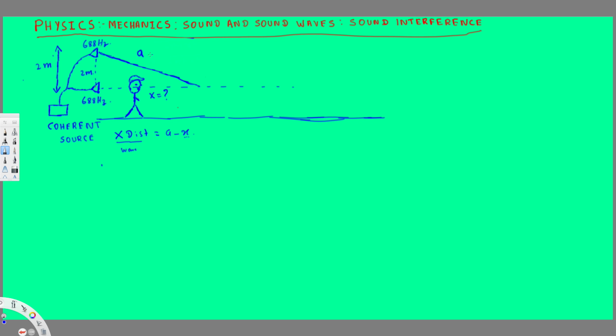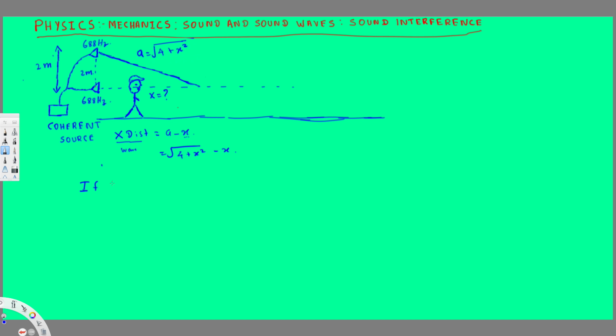First of all, we have to know this a. We have this 2 meters right here, and we have x. So a is going to be equal to the square root of, using the Pythagorean theorem, 2 square, so that's 4, plus x square. So square root of 4 plus x square is this distance. I can rewrite this one as square root of 4 plus x square minus x, and we have two situations. The no sound situation is called destructive interference.